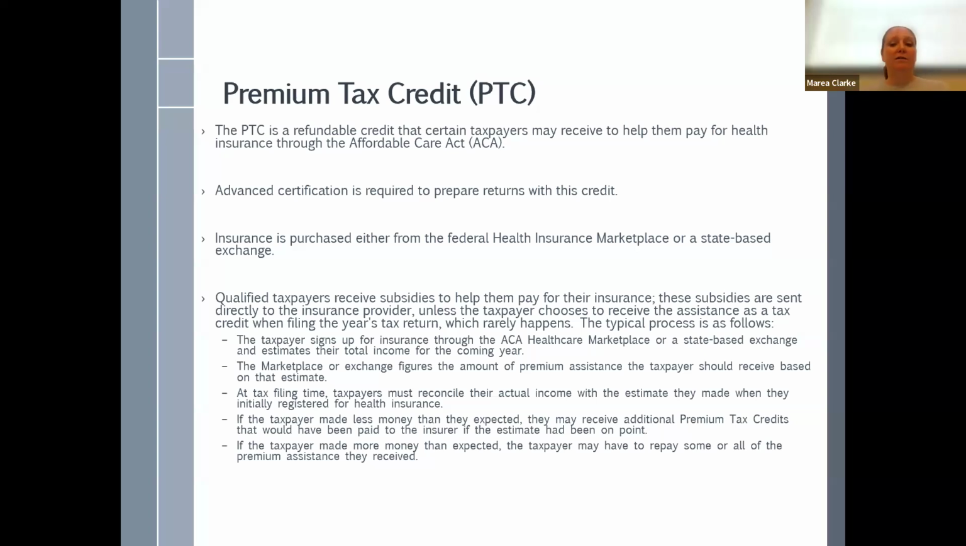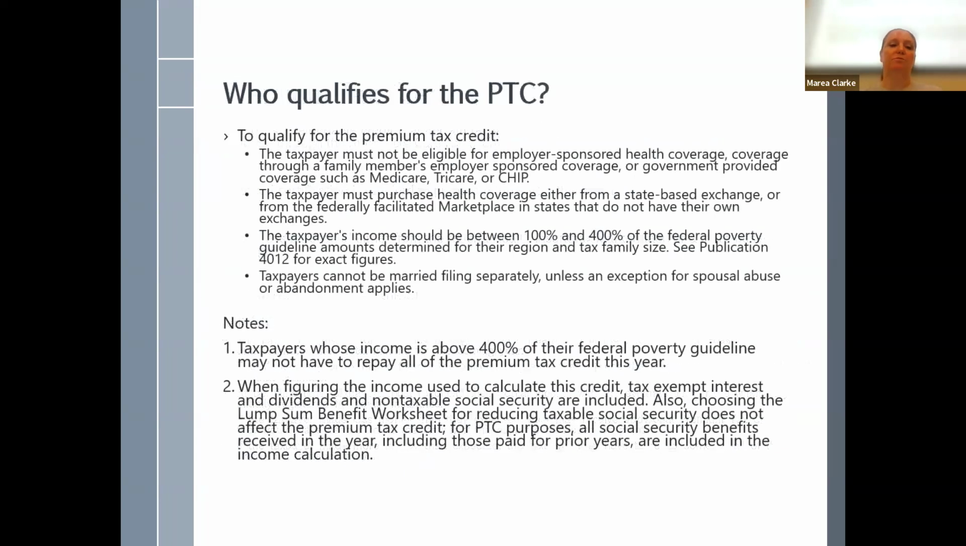So anybody that would have to do this would have to have an advanced certification. Everybody's doing that through our program, so that part is not a problem. The insurance that they have must be purchased either from a federal health insurance marketplace or a state-based exchange. Generally, the students, scholars, teachers, and researchers we help will have insurance through the university, not through a marketplace. But if it was somebody from outside of the organization, then they could potentially have that. This is the same scenario I went through.